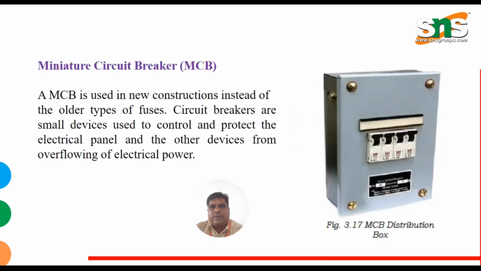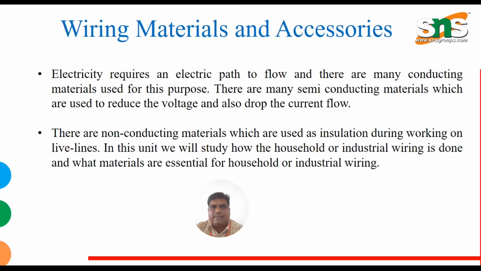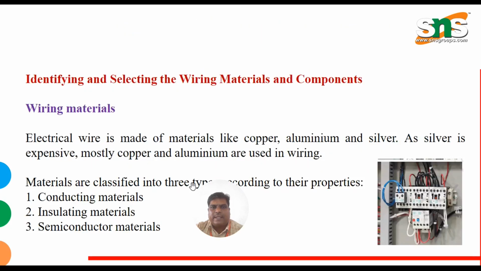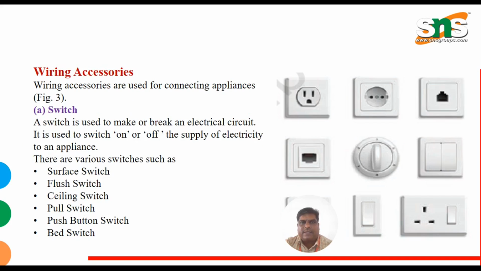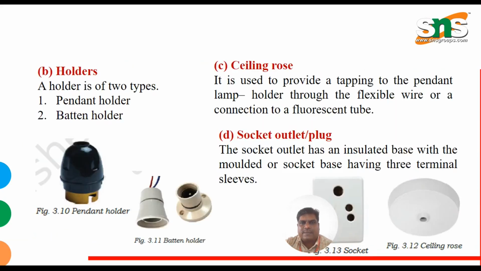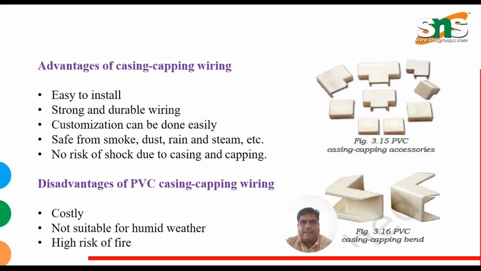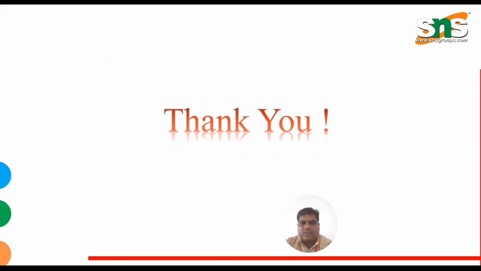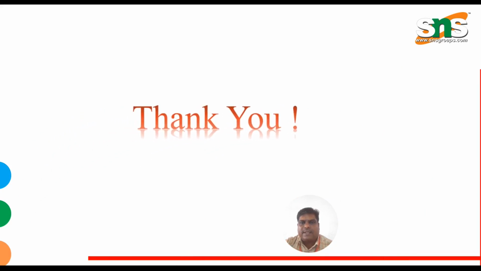In this YouTube video, I discussed the various materials which are used for building connections. The main ones are conducting material, insulating material and semiconductor material. We also saw the various types of insulating and conducting materials, the various types of switches, and the importance of casing capping wiring. In the next YouTube video, I will bring some new topics related to fundamentals of electrical engineering.